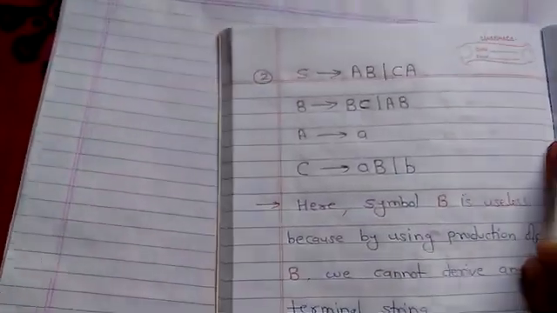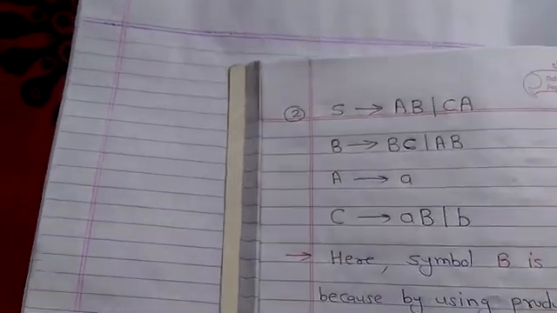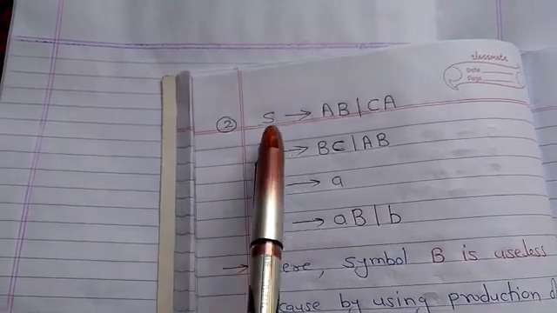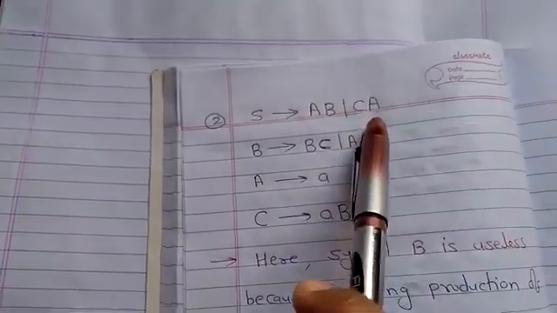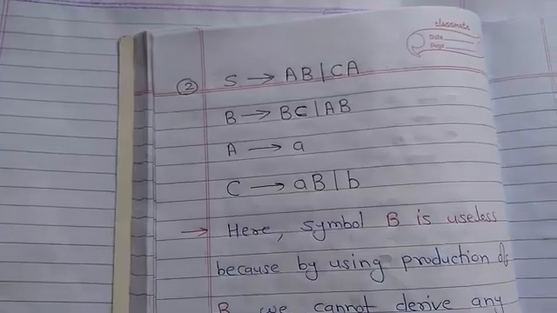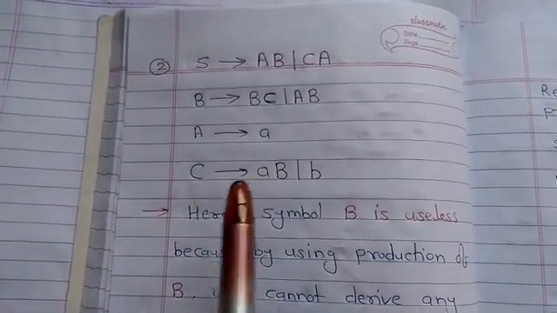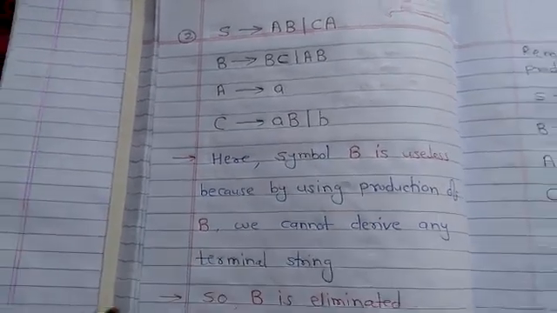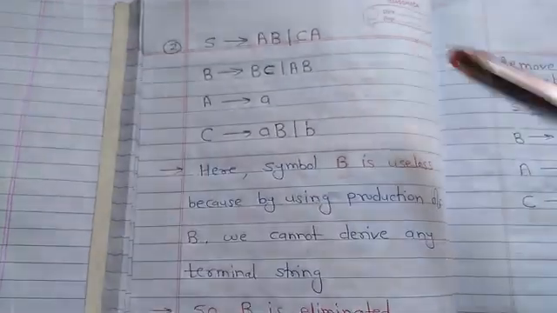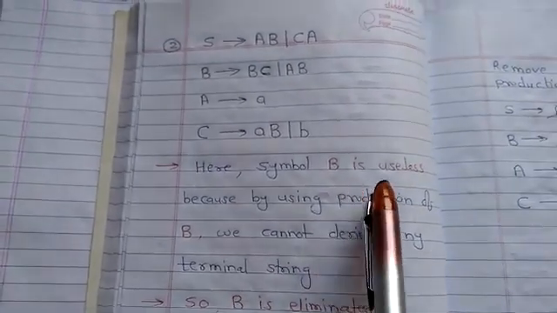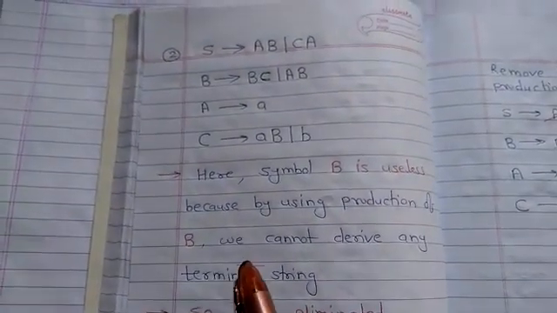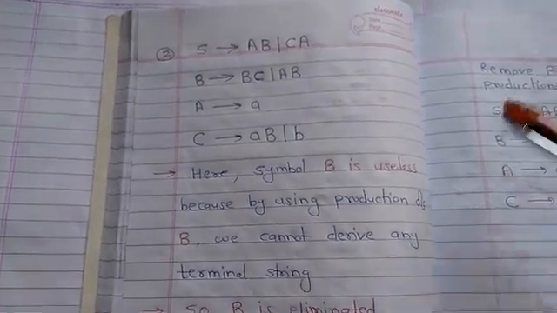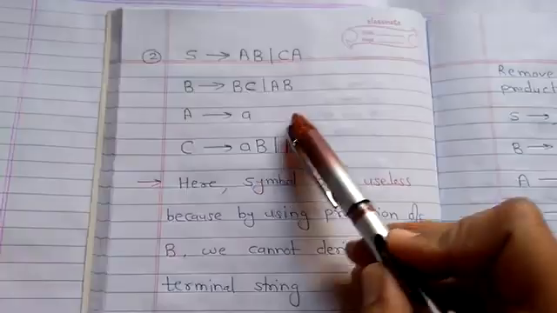Now the second example is also there. Productions are S, B, A, C. S has production AB, CA. B has production BC, AB. A has production small a, that is a terminal. C has production small a, B and small b. Check the productions properly. Here symbol B is useless because by using the productions of B we cannot derive any terminal string.